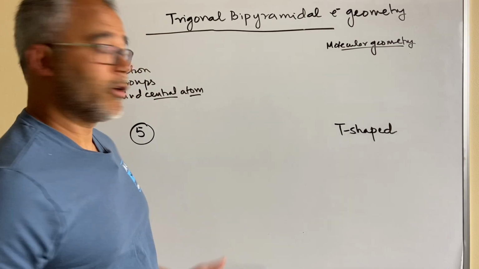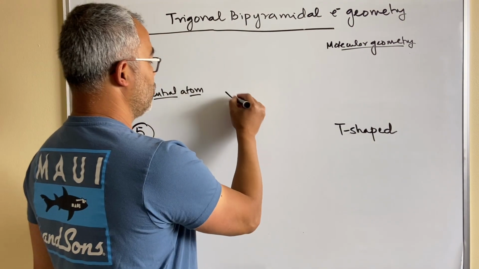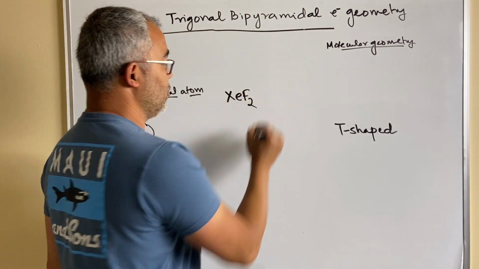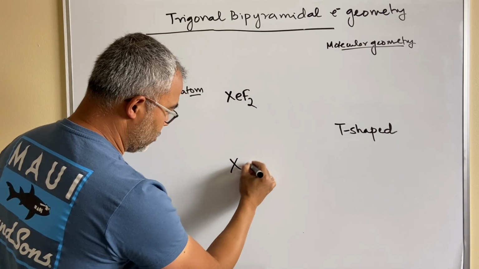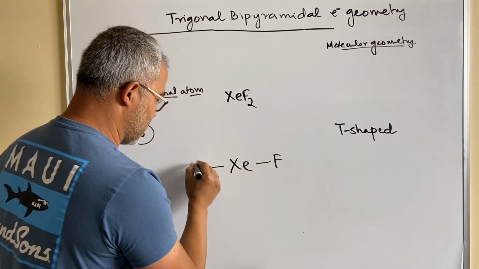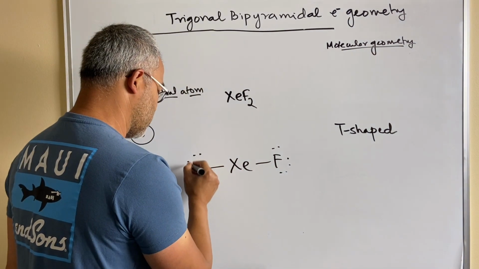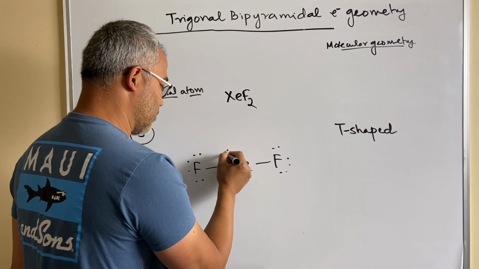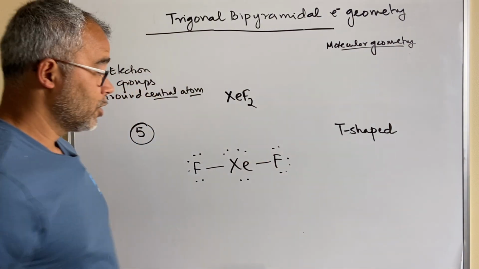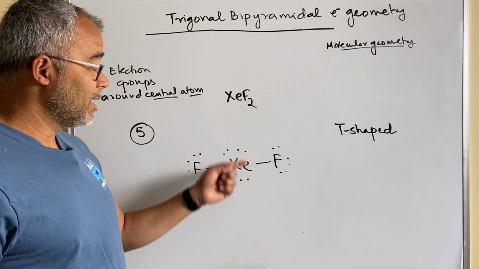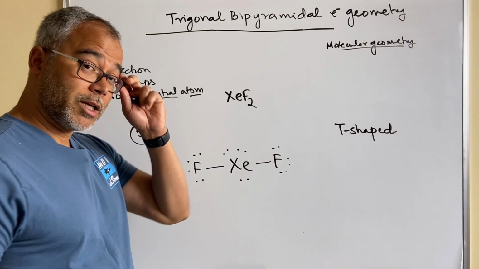The final scenario for a 5-electron group is XeF2. In XeF2, this is what it looks like, Xe with 2 Fs. We have lone electrons on both the Fs, and then we have 2, 2, and 2. So there are actually 3 electron pairs on the central atom.